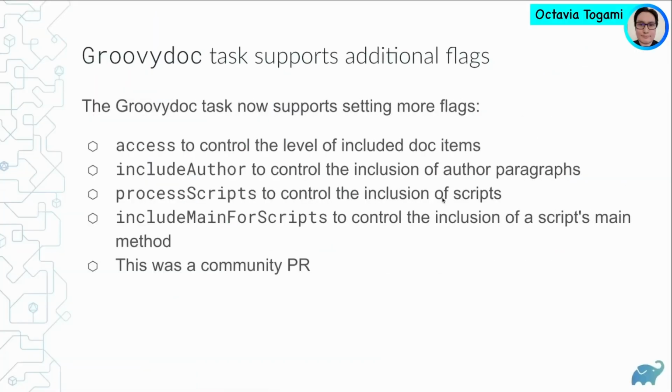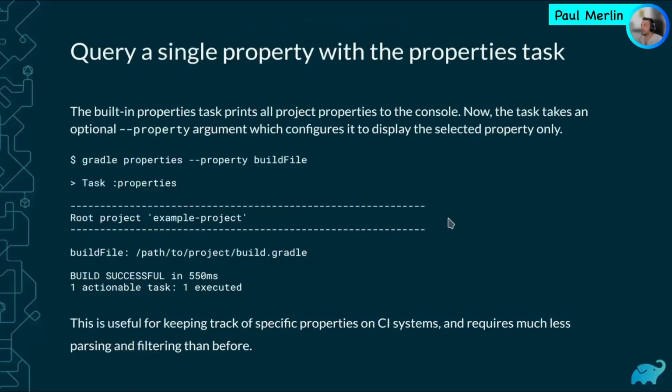I also merged in a community PR which added additional flags to our Groovydoc task. A feature was also added to the properties task. The properties task allows you to list all the project properties of a project, but often on CI or for keeping track of specific properties, you want to specify only one or a set of properties you want to list. It's pretty simple. You invoke Gradle properties --property, the name of a property, and you get only this one.